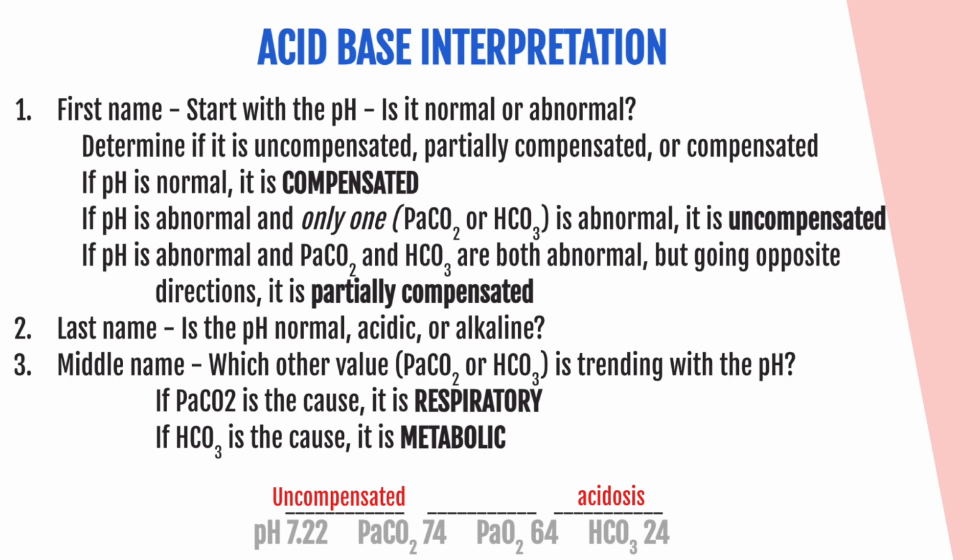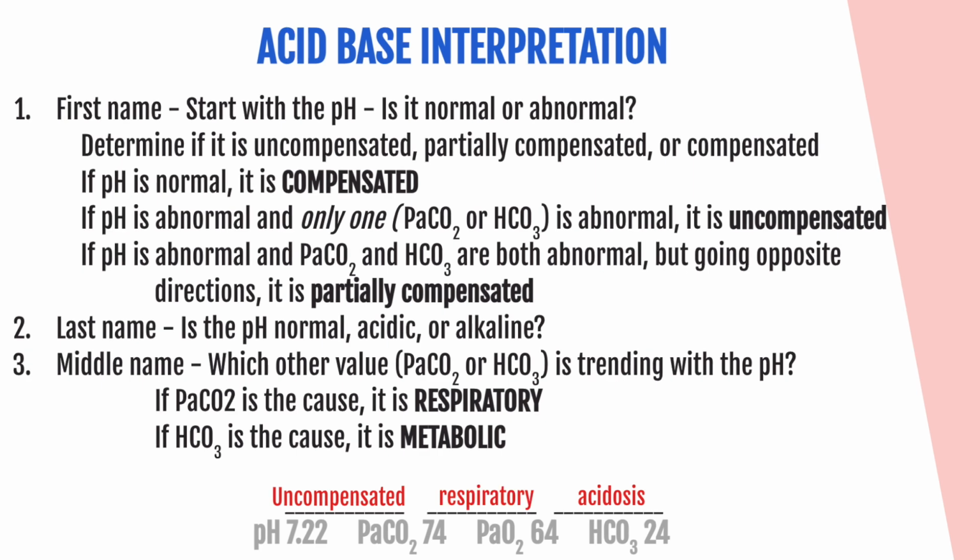And in our example here, the carbon dioxide is 74. Whoa, that is way over our upper acidic limit of 45. So it is the CO2 that is making the pH acidotic. And this makes it a respiratory acidosis. Our bicarb is normal here, so we look good. So now we have a full name, and it is an uncompensated respiratory acidosis.